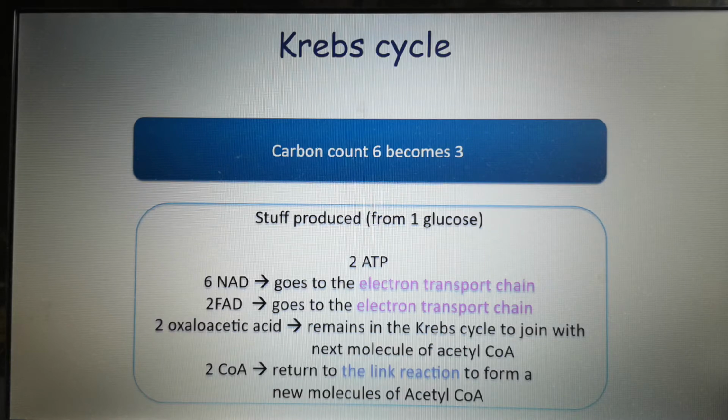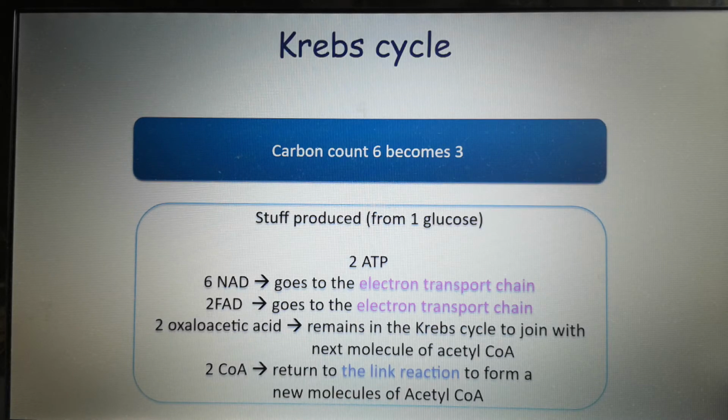So for stuff produced from 1 molecule of glucose in the Krebs cycle, we have produced 6 molecules of reduced NAD, 3 for every turn of the cycle. We've produced 2 molecules of reduced FAD, 1 for every turn of the cycle. We've got 2 oxaloacetic acids. Remember, that's the 4-carbon compound, and they remain in the Krebs cycle, constantly cycling, ready to receive the next acetyl-CoA.